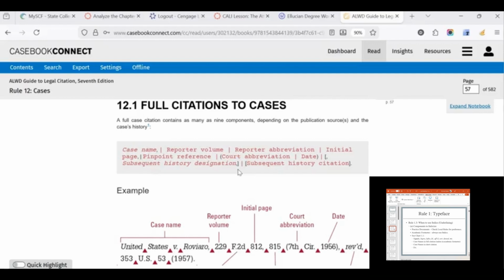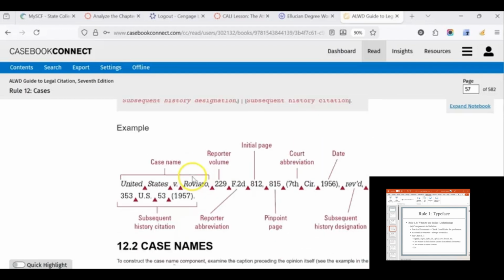So the font looks different between the case name and then the reporter volume. So because the formula's got that little tilt to it, you know that the case name has to be underlined or italicized. So if you look at the example, United States versus Roviaro, the case name is actually italicized. All right. Any questions with that one?